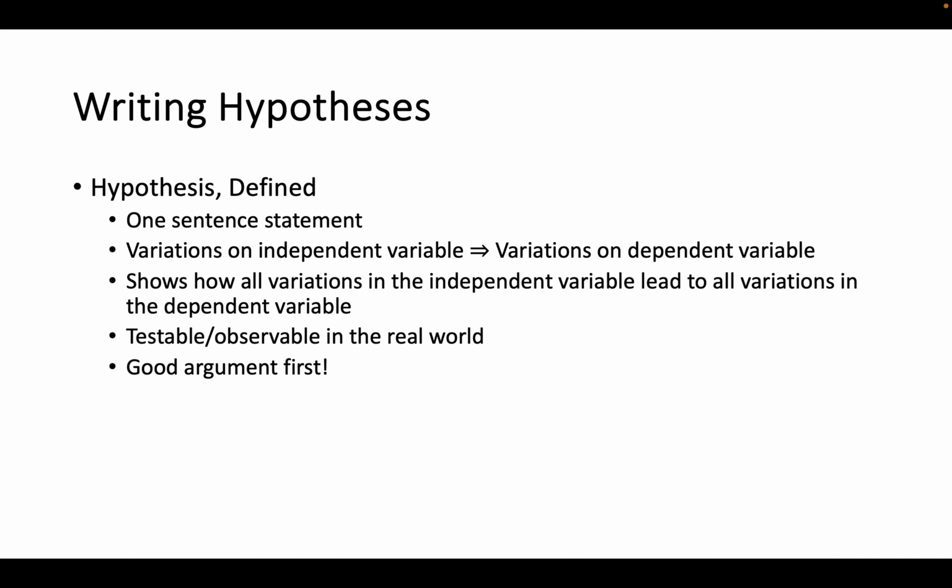Okay, let's talk about writing hypotheses. So moving on from theory, hypotheses are shorter. Theory can go on for several pages. A hypothesis can be one sentence long, simply stating how the variations on an independent variable relate to variations in a dependent variable. And again, we have to show how all variations in the independent variable lead to all variations in the dependent variable.